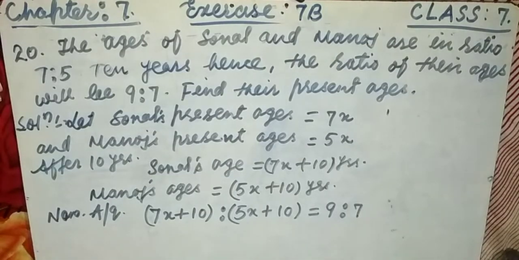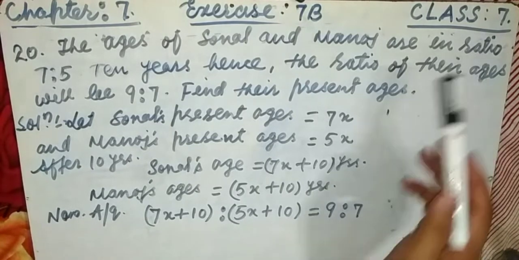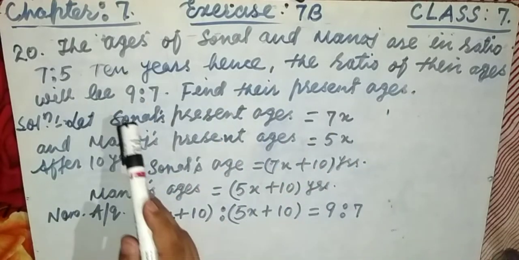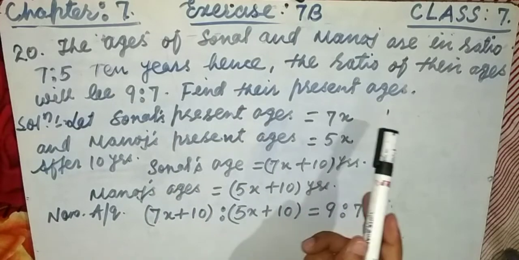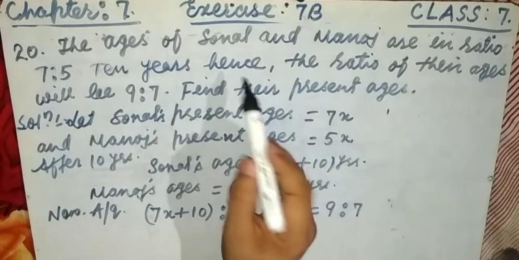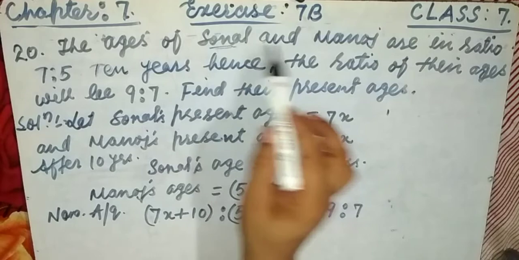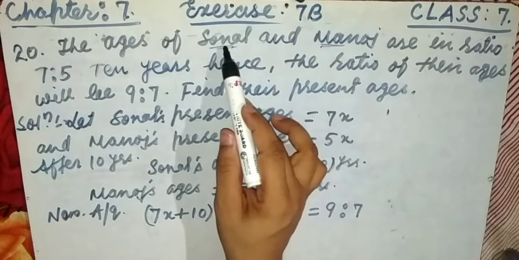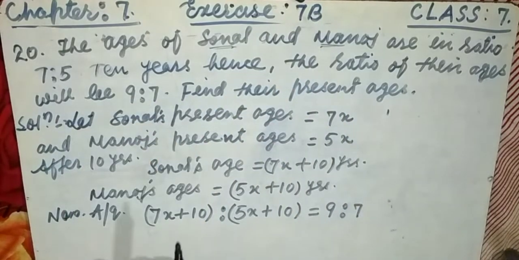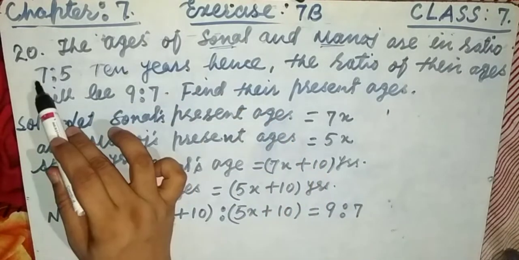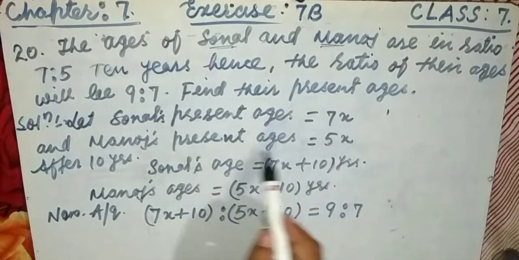Now see students, question number 20 says the ages of Sonal and Manoj are in the ratio 7:5. 10 years hence the ratio of their ages will be 9:7. Find their present ages. Very simple question. Now see, here there are two persons, Sonal and Manoj, and Sonal's age is 7. The ages of Sonal and Manoj are in the ratio 7:5. Now let us consider Sonal's present age is 7x and Manoj's present age is 5x.